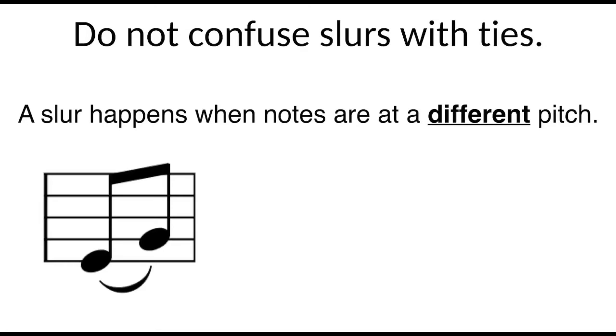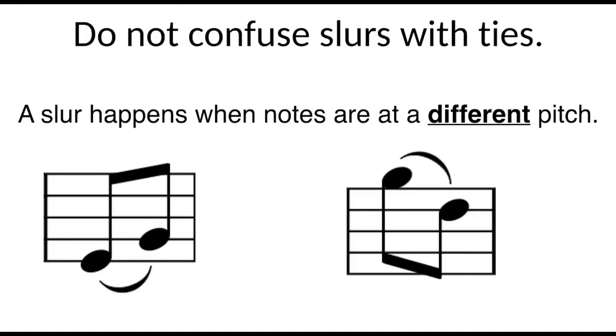So if we look at these two notes here, for example, we can see that these notes are at a different pitch. In other words, they're different notes. Otherwise they would both be in the same line. So two different notes. And this sign here is a slur. Again, we look at these two notes. We can see that they're not at the same pitch. This one's obviously higher than that one. This is a slur. So a slur can only happen when the two notes are different, in other words, when they're at a different pitch.